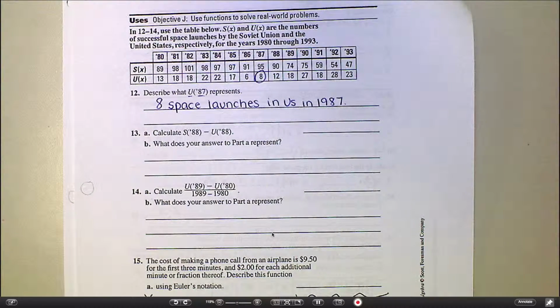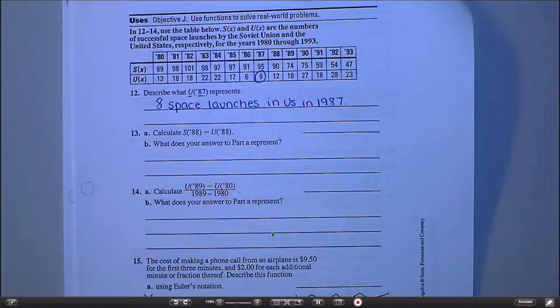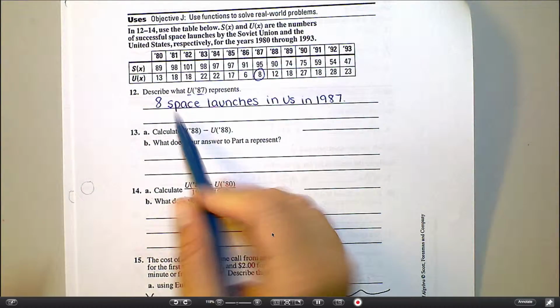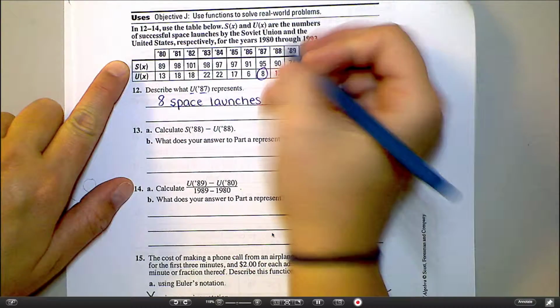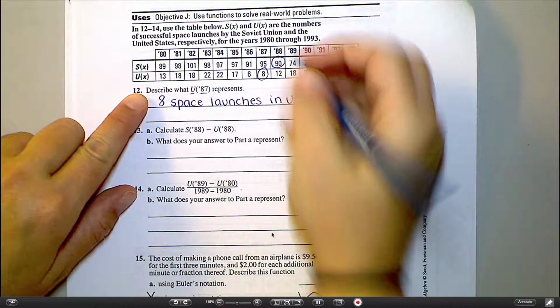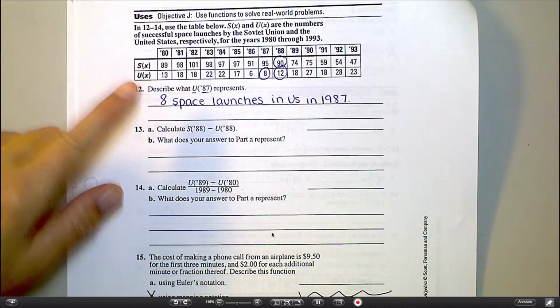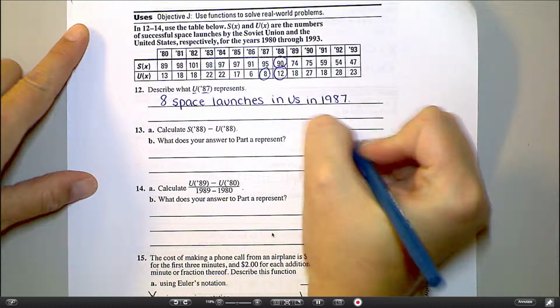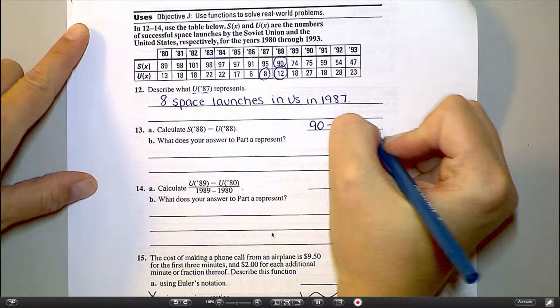Okay. I get this question on the next one, number 13. I get this question a lot. Like, what does this mean? Well, this is math. What does that mean? That's subtraction. Yeah, that literally means subtraction. And S of 88 minus U of 88. Well, S of 88 means Soviet Union in 1988. U of 88 means United States in 1988. Okay, so it wants you to do 90 minus 12. And we get, what, 78?